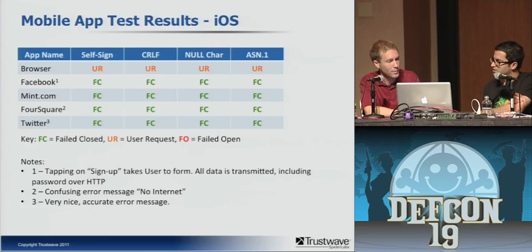Obviously this was a little bit disappointing at this stage in the research that we didn't find anything, but there were also some confusing error messages that we noted. And one thing to note, the Twitter client actually had very nice, accurate error messages. Of all those apps that we tested, it was the only one that actually accurately displayed what the issue was that was being presented to the end user.